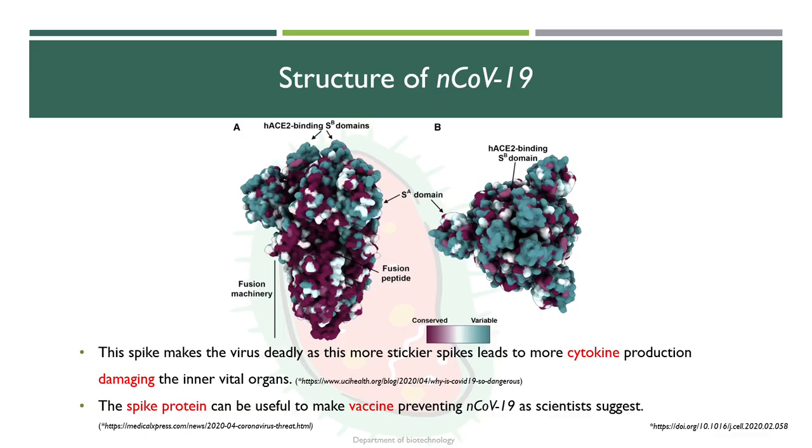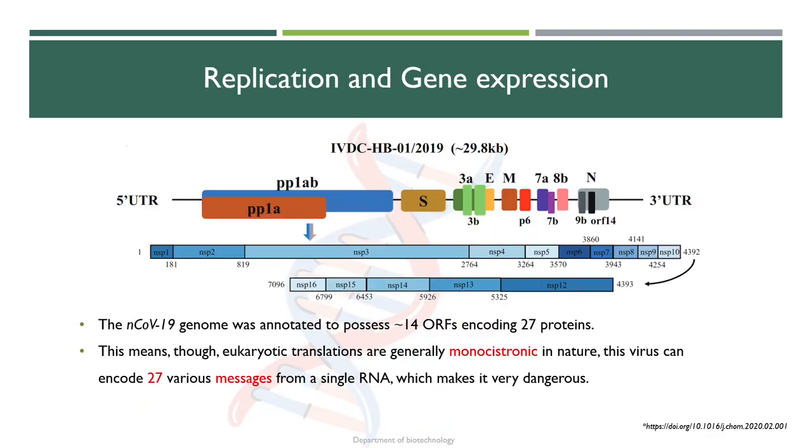The spikes make the virus deadly as they make it stickier, leading to damage of inner vital organs by more cytokine production. Since the shape of the virus looks like a crown, the name coronavirus is derived from the Latin word corona, meaning crown or wreath. As scientists suggest, the protein present on the spike can be useful for vaccination against COVID-19.